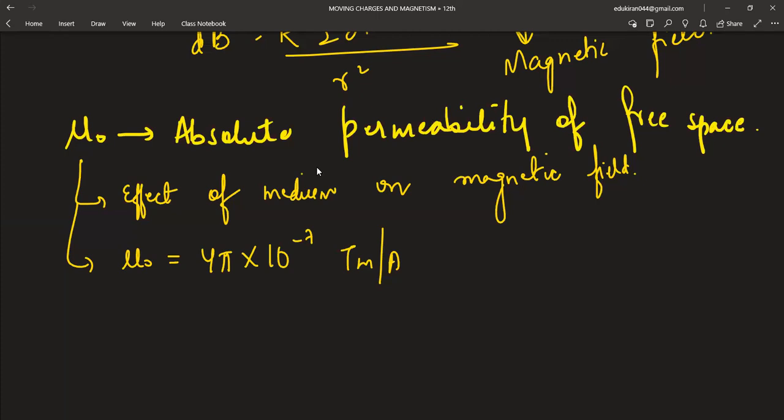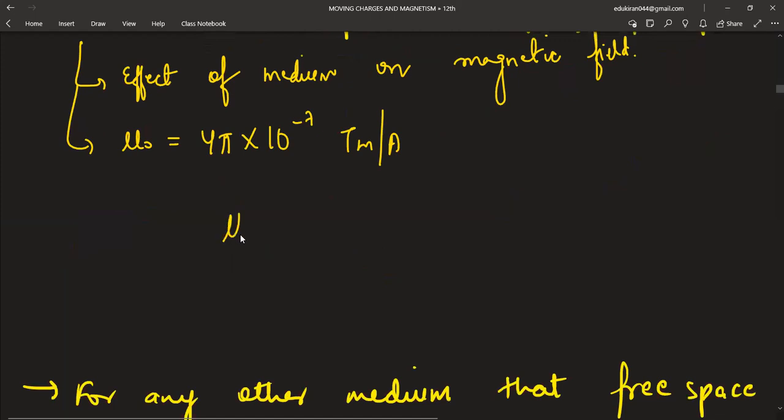See, 9 into 10 to the power 9 is the value of this constant K, and for epsilon naught we have 8.85 into 10 to the power minus 12. Now coming to the constant in the magnetic field. The value of this constant mu naught, which is the permeability, is 4 pi into 10 to the power minus 7.